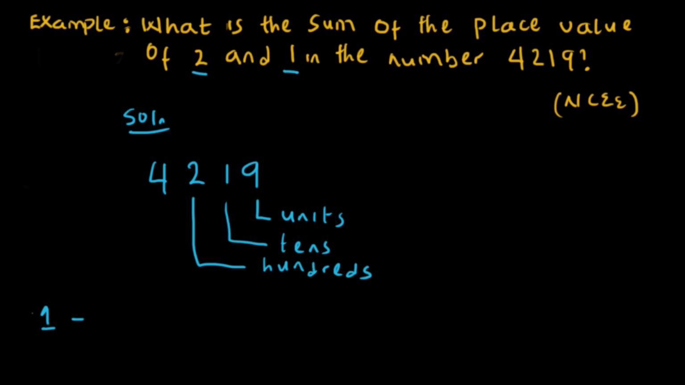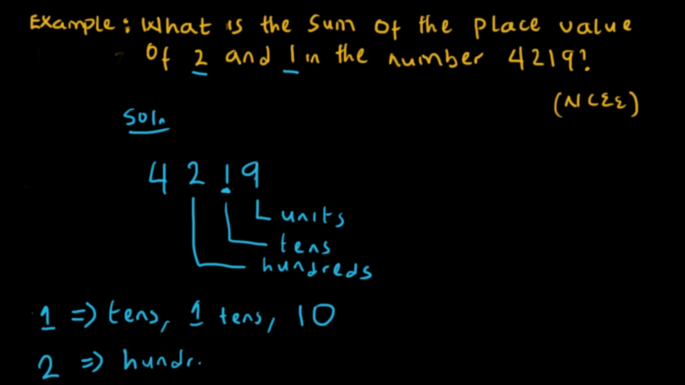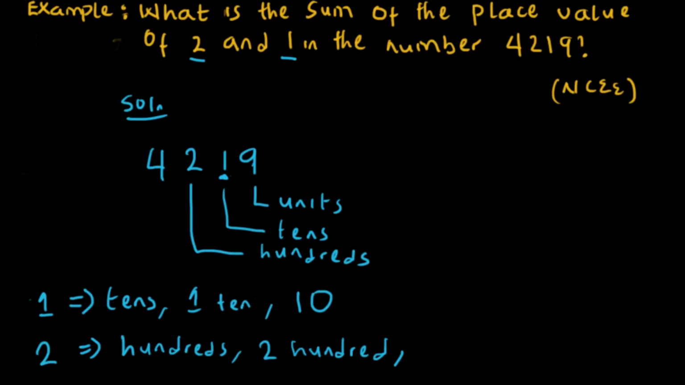So it means that for 1 it is 1 tens. So we can write tens, or 1 tens, or we can write 10. Remember, the digits after what we're told to find will turn to 0. And then for 2, we can have hundreds or 200, because the digits after 2 will turn to 0.